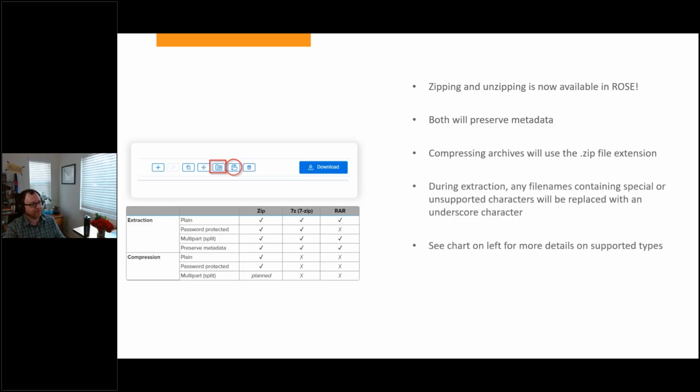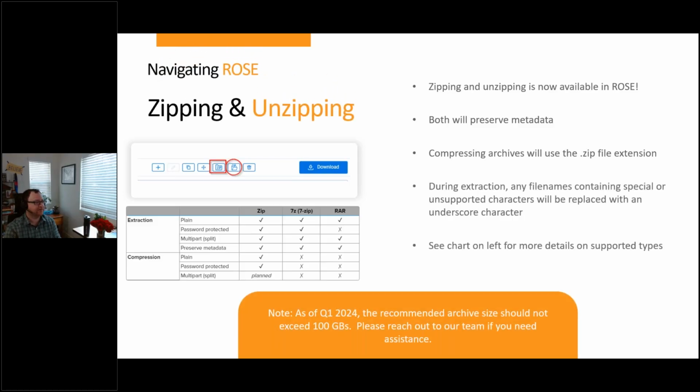So as far as the next item here, we've got zipping and unzipping. The feature on the icon, and we'll show this in just a few moments, is essentially the ability to zip and unzip. So it's now available in ROSE, and it will preserve metadata for you. Compressing archives will use the zip file extension, so no 7z or RAR, at least not today. During extraction, any file names containing special characters, unsupported characters, are replaced with an underscore. So just a note on that. If you are uploading a zip file and you can process the zip, that's one way to retain that information.